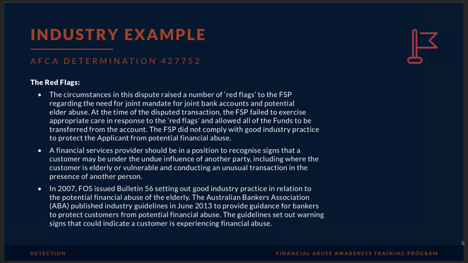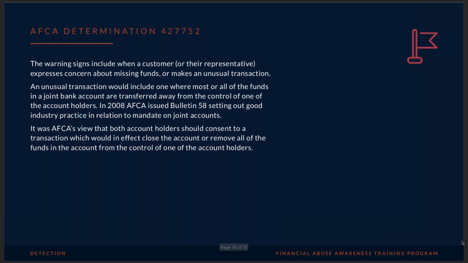AFCA set out the red flags that should have been obvious to the advisor, and the fact that the actions of the financial service provider did not comply with good industry practice. The range of warning signs include people expressing concerns about missing funds or unusual transactions. Unusual transactions include ones where most or all funds in a joint bank account are transferred away from the control of one of the account holders. And there are a range of good industry practices in relation to mandates on joint accounts.